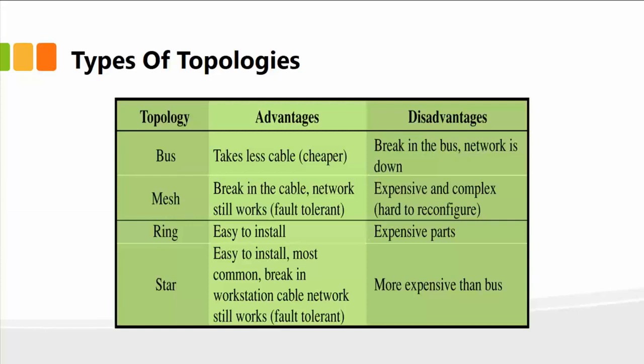Ring topology is easy to install but has expensive parts. The fourth kind of topology is the star topology, very common, the easiest to install. Almost all local area networks deploy the star topology. If there's a break in a workstation cable, for example, the network still works and provides fault tolerance. It's a little bit more expensive than the bus topology, but fairly common.